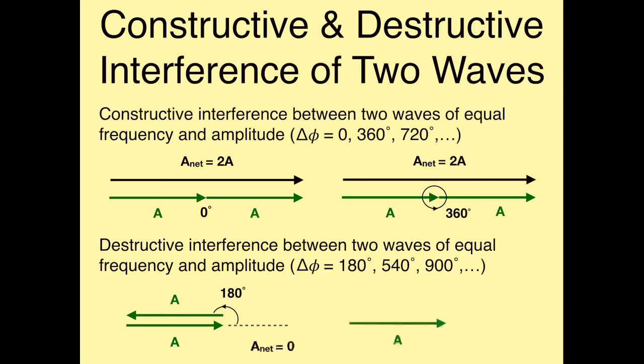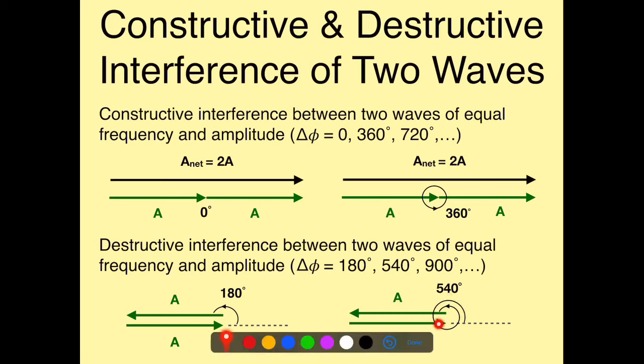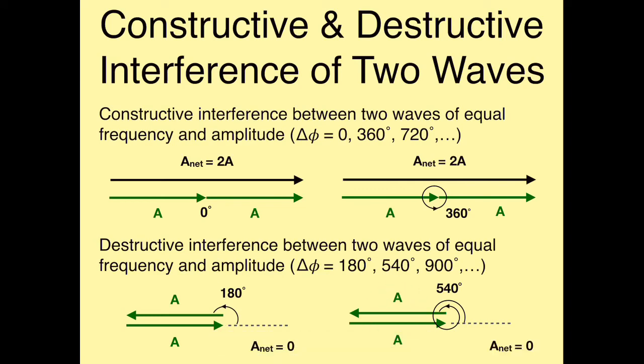Or if we say the phase difference is 540 degrees, I draw the first arrow going to the right. Now the second arrow, I have to spin it around 540 degrees, but it's still facing to the left when I do that. So when I add these 2 phasors, I get 0. So that's how we show constructive and destructive interference using phasor diagrams.